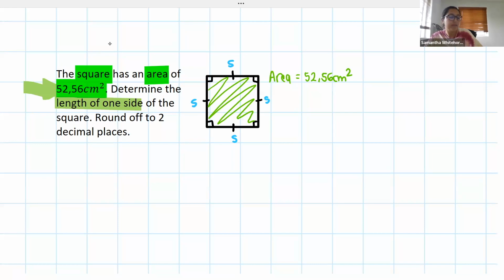Guys, this is a length, so your units is not squared, it will just be centimeters. Squared is only if you're looking at an area. If you're determining the length or the distance, it is just units. So just centimeters, just millimeters, whatever units you're working with. Units squared only comes in when it's area.